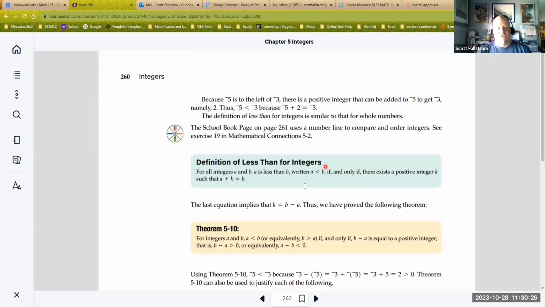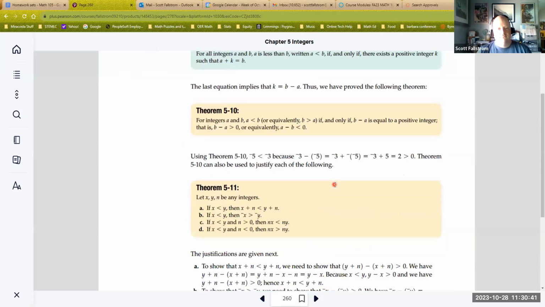And that's the definition of less than. So one number is less than another if and only if there exists a positive integer k that you add to the smaller one to get up to the bigger one. Right? And for integers a and b, one is bigger than the other if and only if, when I subtract them, I get a positive integer, when I take bigger minus smaller, as you would.